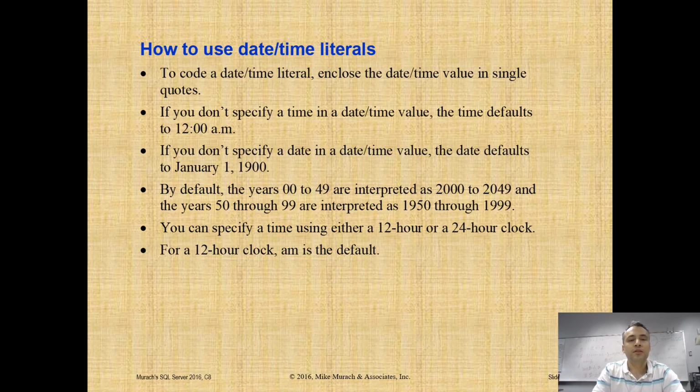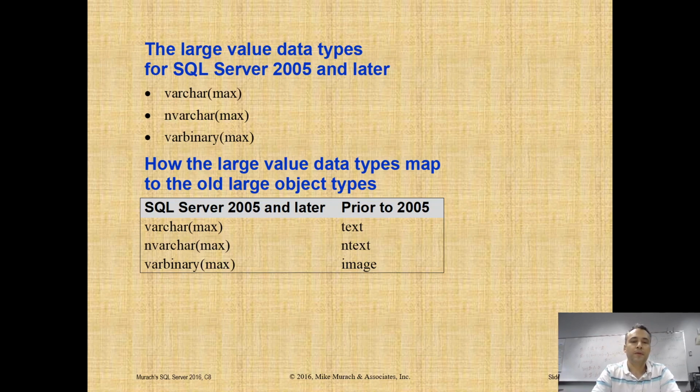Okay, so datetime literals. For datetime literals, you enclose the datetime value in single quotes. If you don't specify time in a datetime value, it will default to 12 a.m., or just zeros for the 24-hour time format. If you don't specify date, it defaults to January 1, 1900, and if you shorten your years to 2 digits, they are going to be interpreted in a reasonable way. And that's about it with dates.